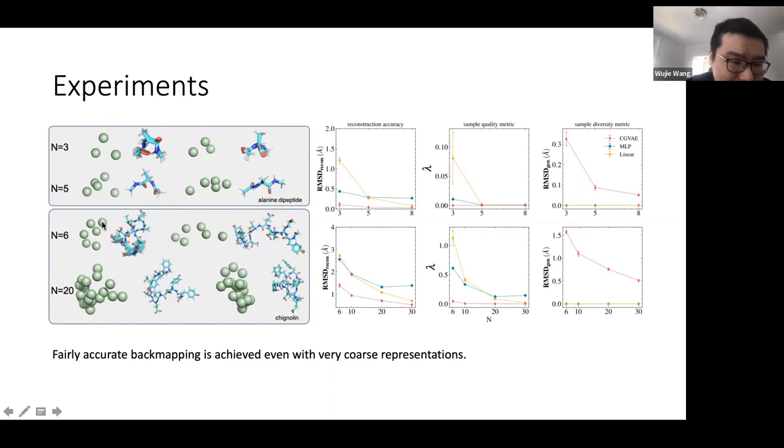So one thing that I find pretty remarkable is that for a molecule that has only 22 atoms, for example, this alanine dipeptide molecule, with only 3 beads, you can actually recover the geometries fairly well with very high accuracy. And similarly for the chignolin example, it has 175 atoms. You can coarse grain into 6 beads and you can still have pretty good results. But obviously the less coarse a representation you have, the better the result. But to me, it's pretty remarkable to see how coarse you can go.